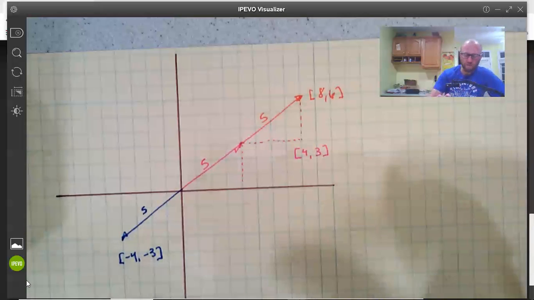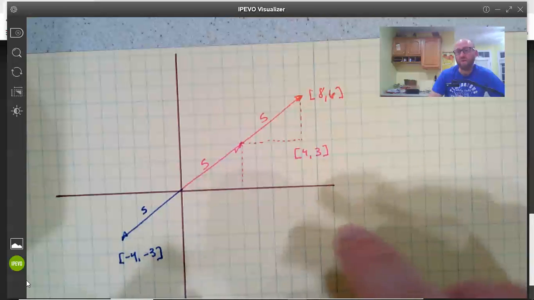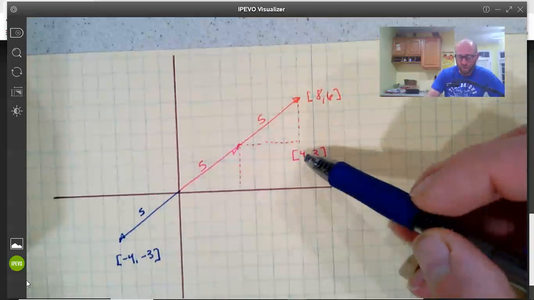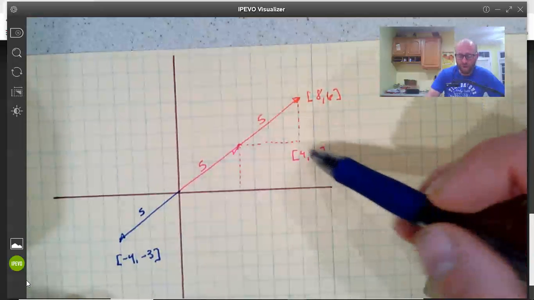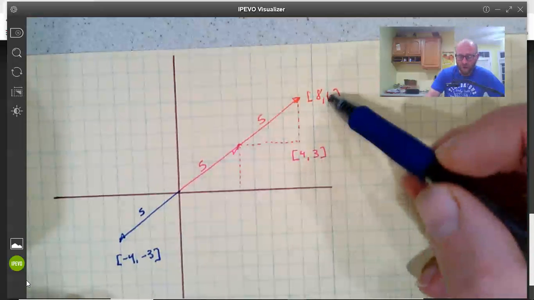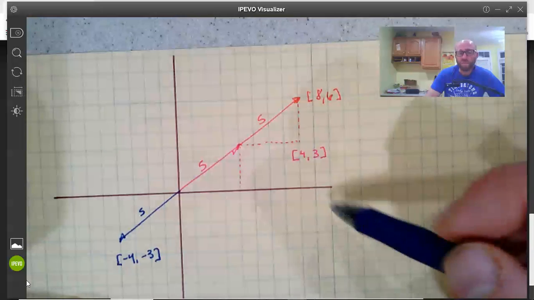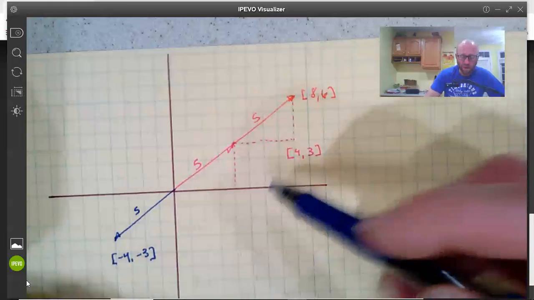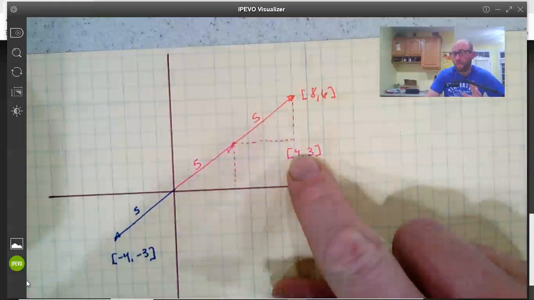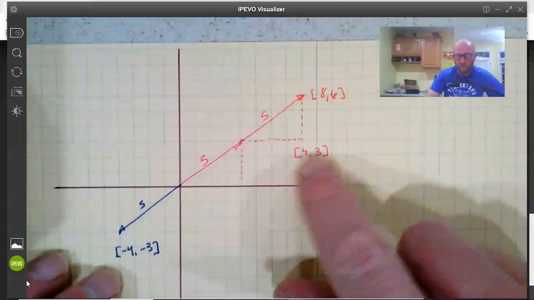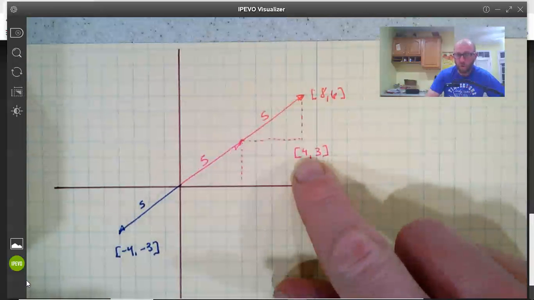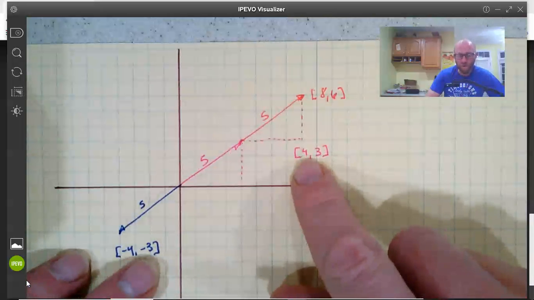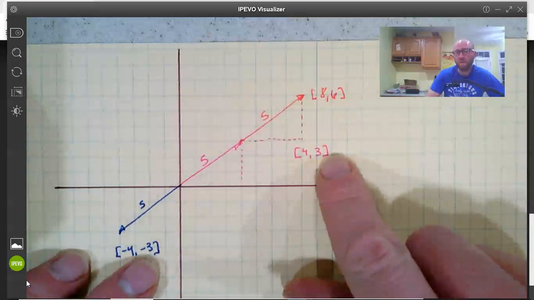And notice that I could achieve this without drawing the picture just by, for example, if I want to find the vector that's twice as long, I would just double the components of the vector. So 4 times 2 is 8, and 3 times 2 is 6. Or if I want to find the vector that goes in the opposite direction but it's the same length, I'm multiplying the components of the vector by -1. 4 times -1 is -4. 3 times -1 is -3.